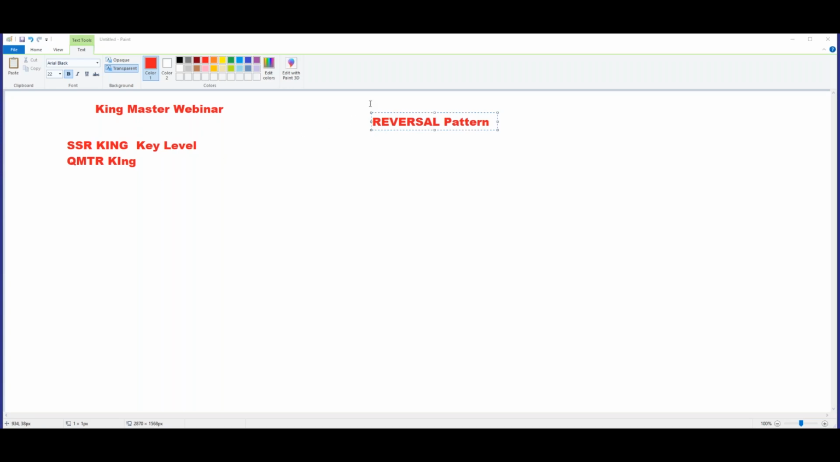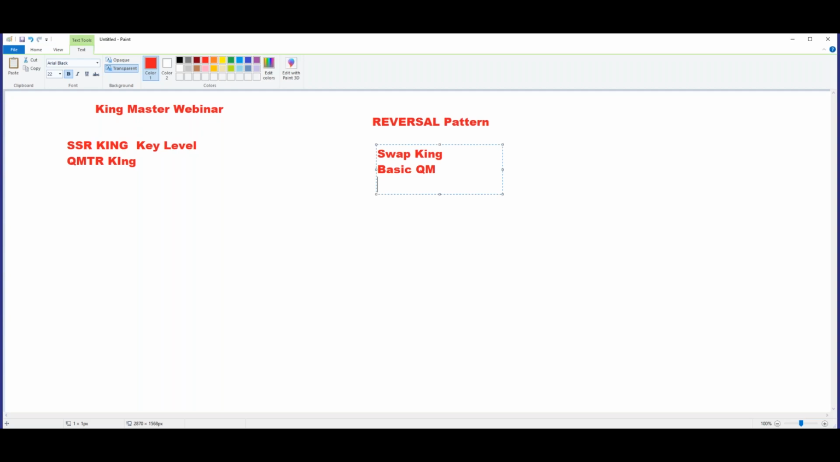Okay, reversal pattern. We will learn the swap king, and then we will learn basic QM. Today we have a lot because you guys are lagging behind the Malaysian team. So today will be a lot. I hope you guys keep on focusing.